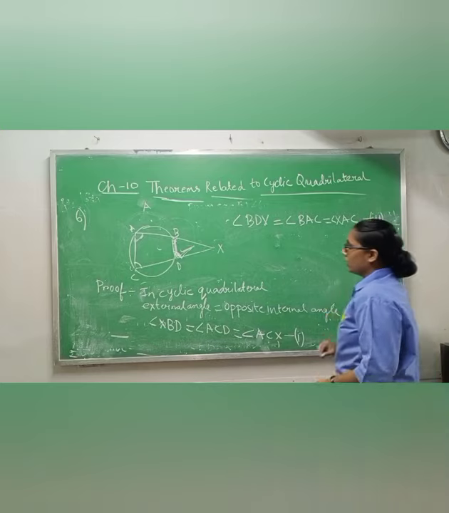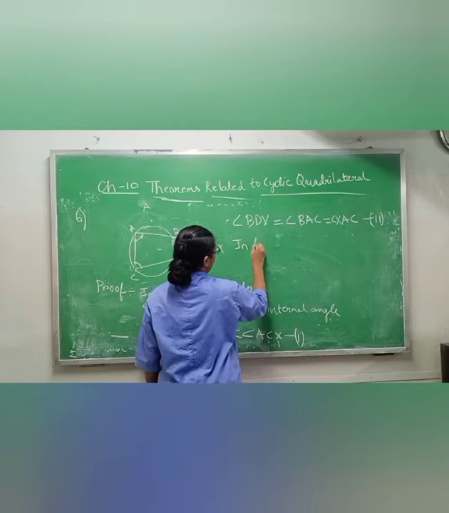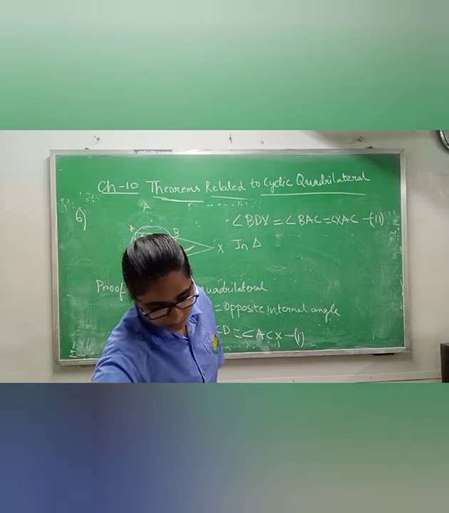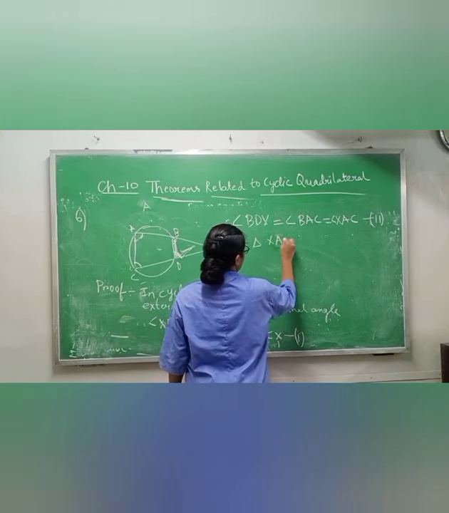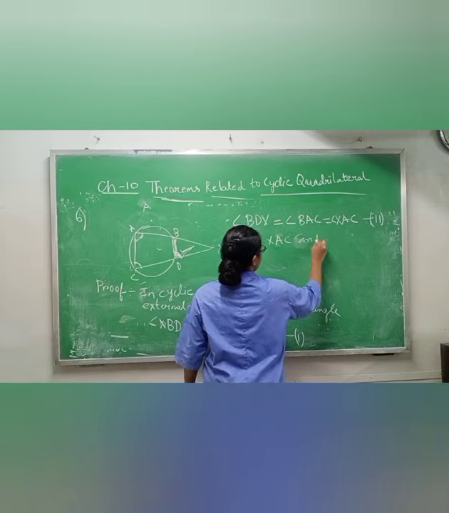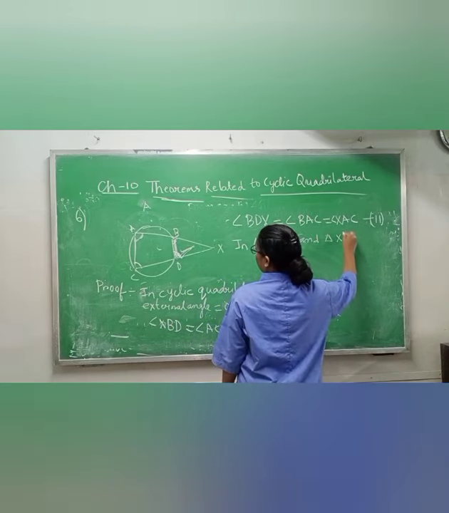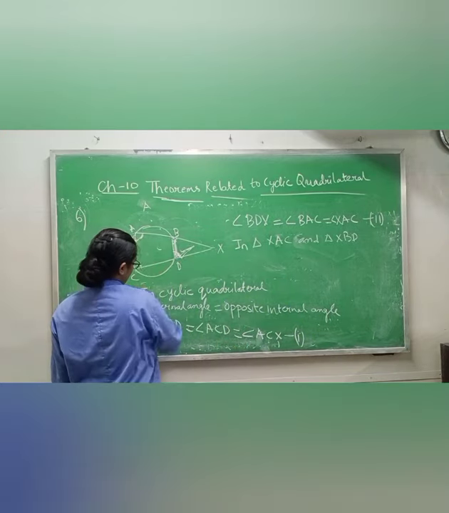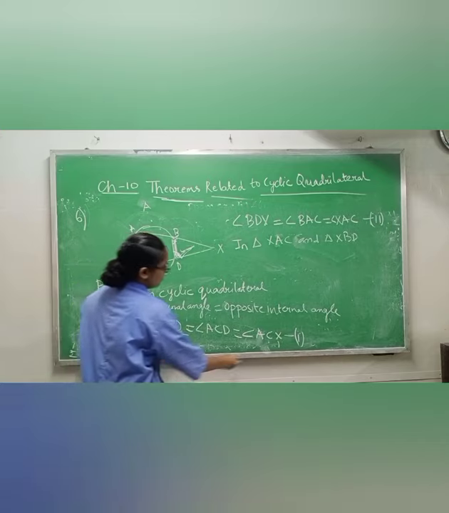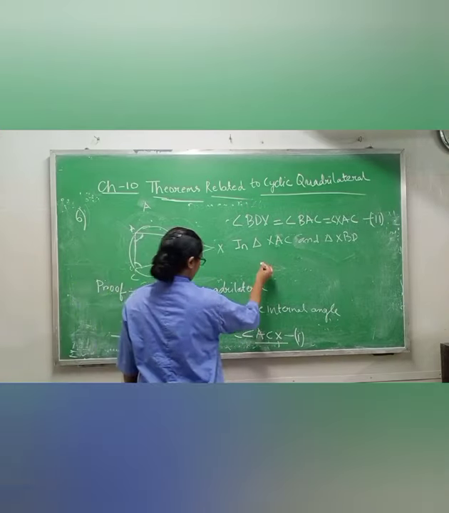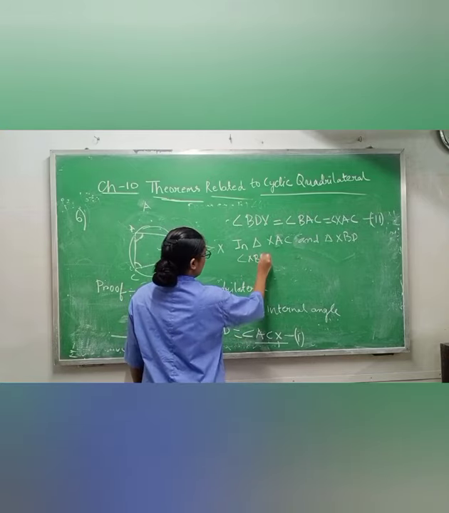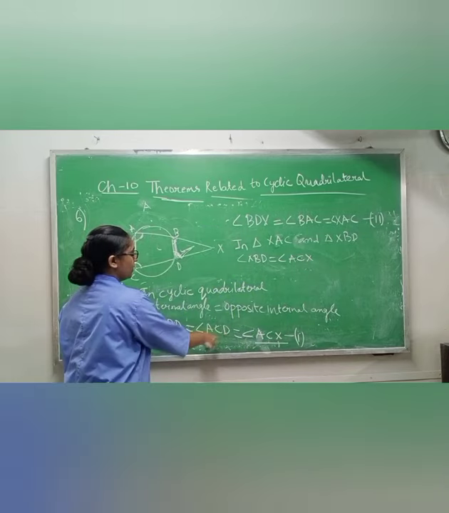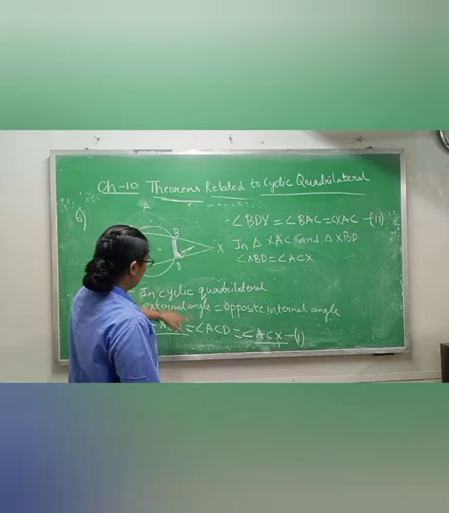Equation 2. Now what we will write in triangle XAC and XBD: which two angles are equal in this triangle and this? XBD is equal to angle ACX, so you will write XBD is equal to angle ACX. Why am I not writing this one? Because this only occupies ACD.